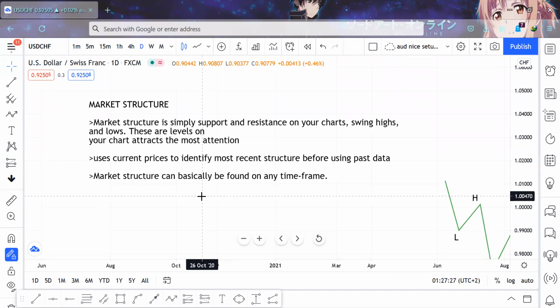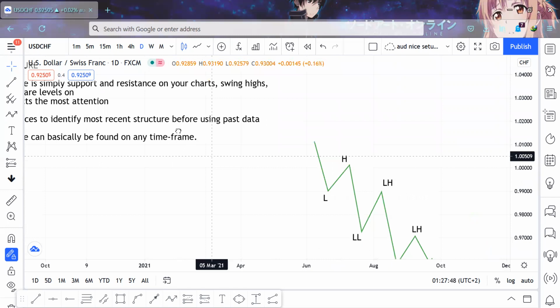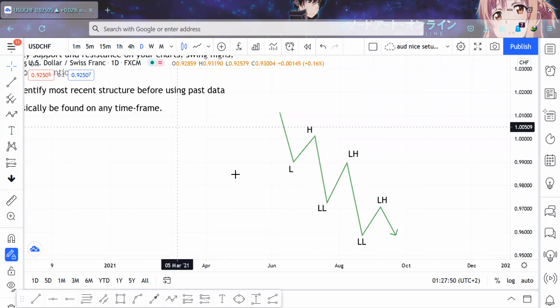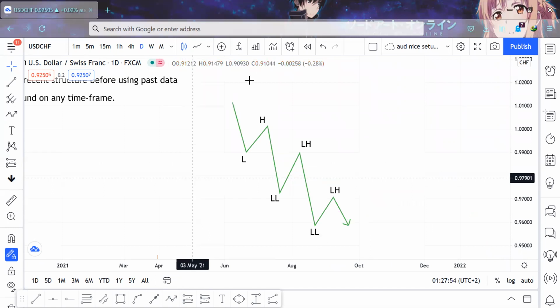Now, these levels that we're talking about, the support and resistance levels and the swing highs and swing lows, you will get attention on them because they will actually show you that they are there. Maybe the problem right now is just that you are unable to identify that this is actually a level on the market. Okay, I've drawn up something here to help us in the video.